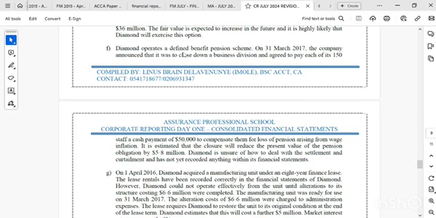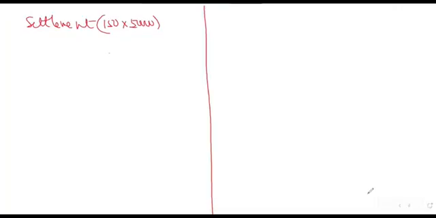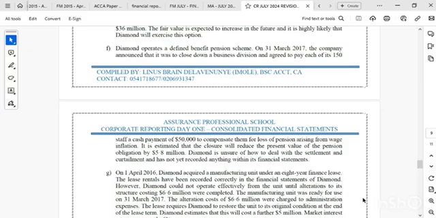Okay. So let's come to that side there. How much are we getting? If each of them is taking, the 150 multiplied by 50,000, we're having 7.5 million. So this 7.5 million, it is estimated that the closure will reduce the present value of the pension scheme by 5.8 million.